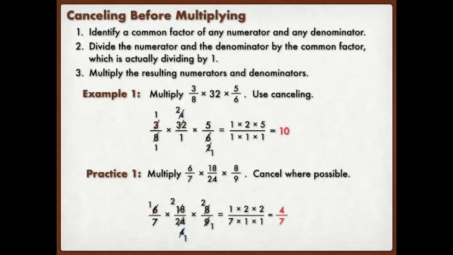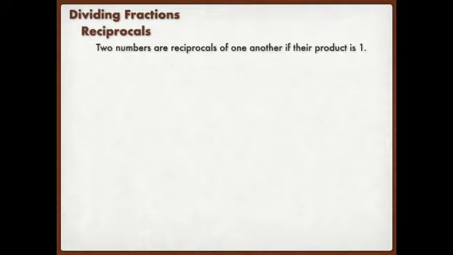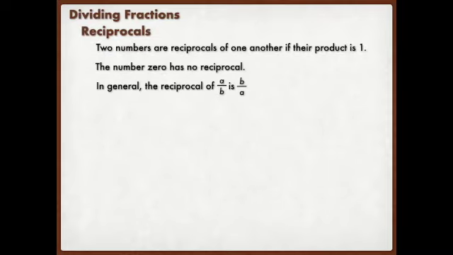Now, if I look at that number and I'm like, oh no, I could simplify it more, I'd go back to my cross multiplication, see if I can cross-cancel, see if I can cancel anymore. Okay, now let's talk about dividing fractions. Two numbers are reciprocals, or kind of opposites, like flipped. They're reciprocals of one another if their product is 1.